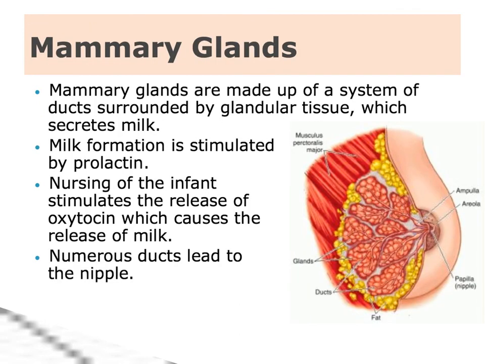Mammary glands are also part of the reproductive system, even though they may not come into play on all women. Their specific job, of course, is to produce milk for feeding a new infant. Milk formation is stimulated by prolactin, one of those other hormones that we talked about earlier, and then the nursing of the infant, the sucking of the infant on the breast, also then stimulates oxytocin, which causes the release of milk. Numerous ducts from the glands that produce the milk all then lead down to the nipple, and so there's just sort of a collection of milk-secreting glands that are all funneling down into one place.